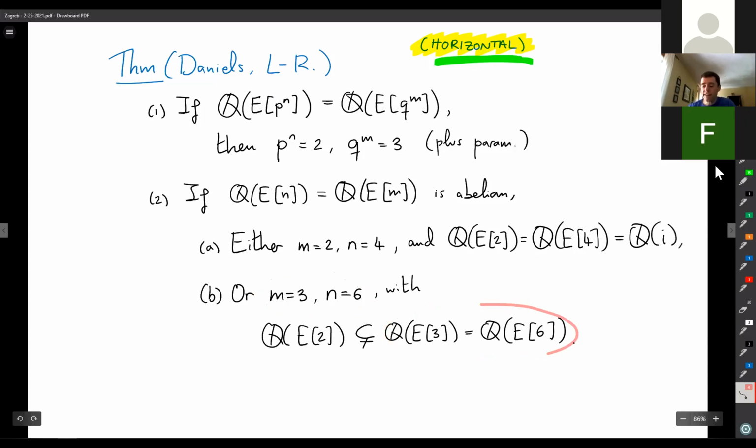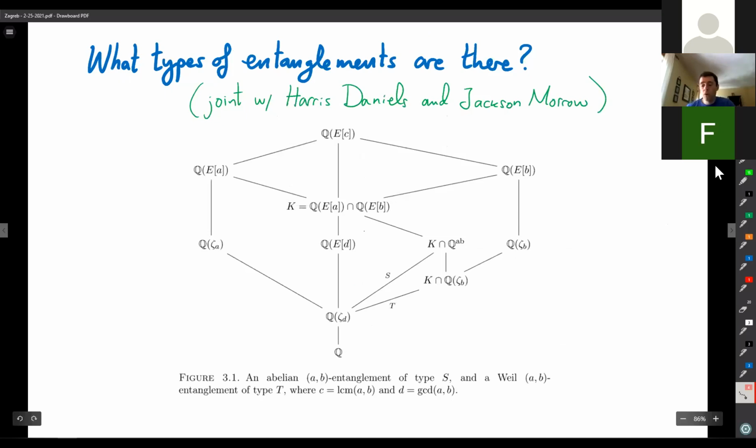Okay, but in that case, actually, the 2 division field is not the 3rd division field, because if that happens, then it cannot be abelian. So you can have this, and we have a parameterization of all those examples in the abelian case. All right, so those are some examples of the worst case scenario of entanglements. So what other types of entanglements can happen?